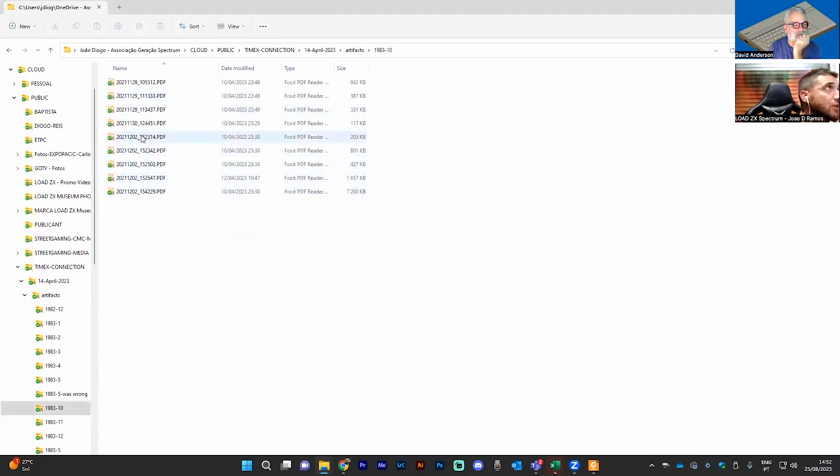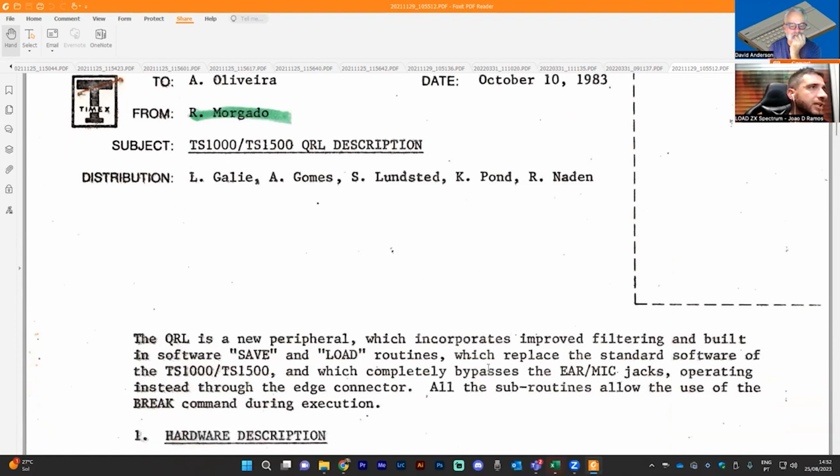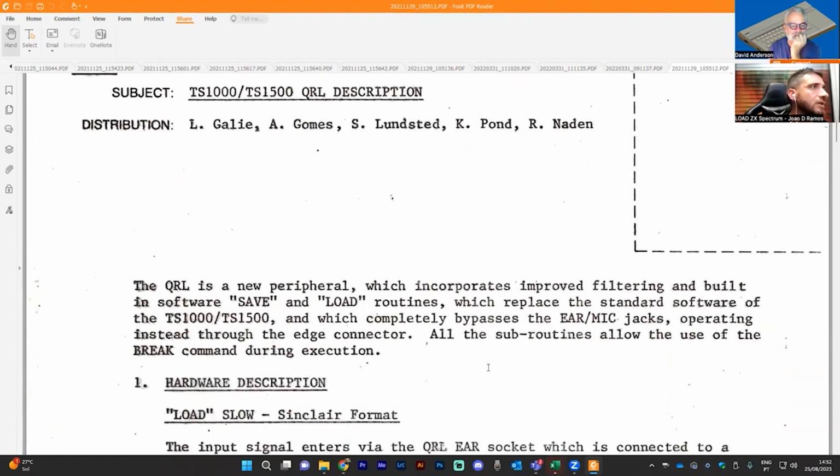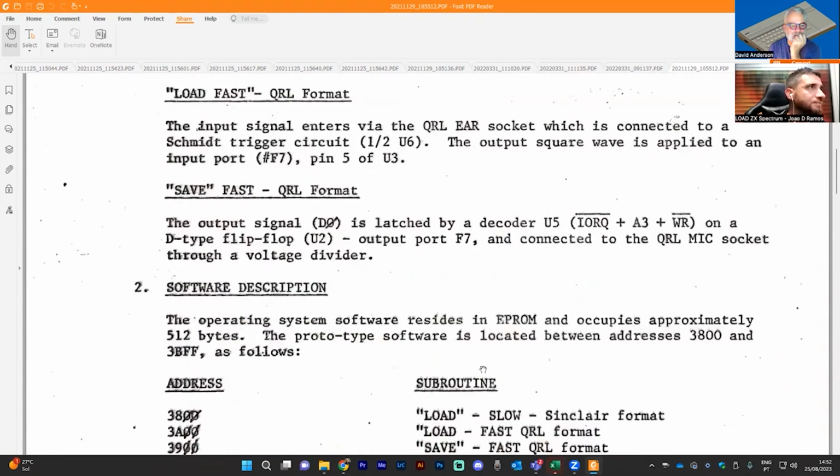And then we have several documents here. Let me just open one to see what it is. QRL. QRL is a new peripheral which incorporates improved filtering and built-in software save and load routines which replace the standard software and completely bypass the ERMIC checks, operating instead through the edge connector. Okay. QRL. Interesting. We need to see if we have this.